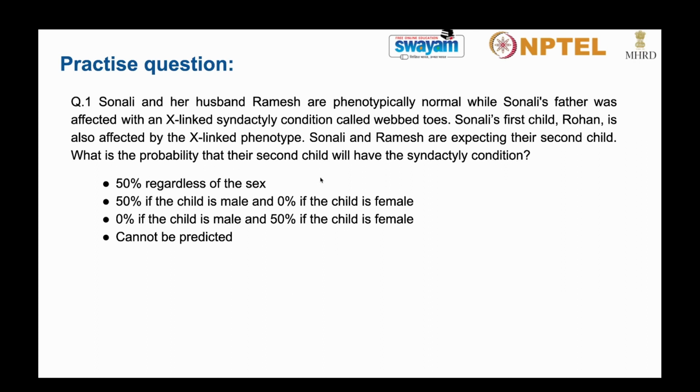So can you guess what kind of pedigree pattern is occurring in this? They are saying that Sonali and her husband are normal, but Sonali's father was affected with some X-linked syndactyly condition. So here they have mentioned what kind of pedigree pattern it is. That would be X-linked. And whenever you see an X-linked father, and the daughter is not showing the disease, that is, phenotypically normal, you should get this very clear: whenever a disease is X-linked dominant, the father will always transfer it to a daughter, because the father is giving his X chromosome to the daughter. So if it were X-linked dominant, then Sonali would have shown that particular syndactyly condition. So it is very clear that this particular pattern is the X-linked recessive pattern, right?